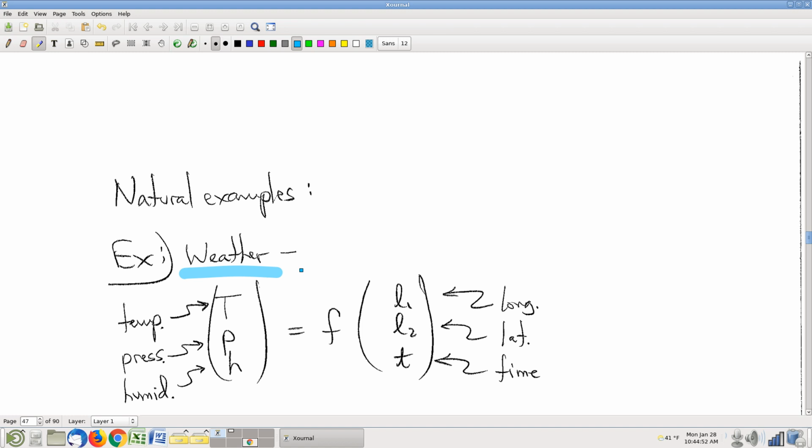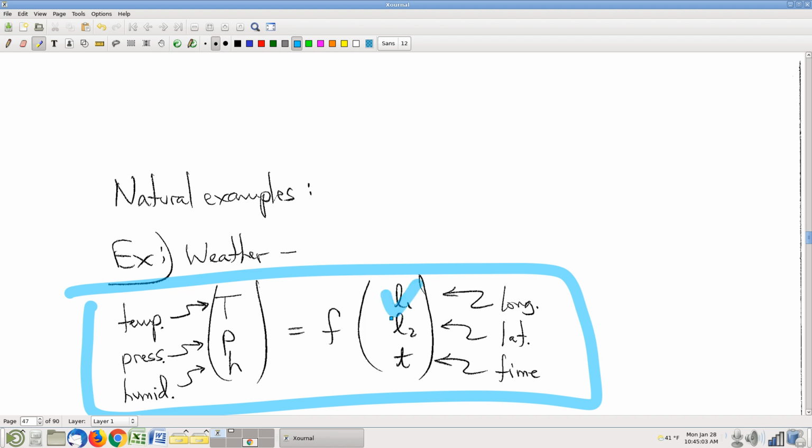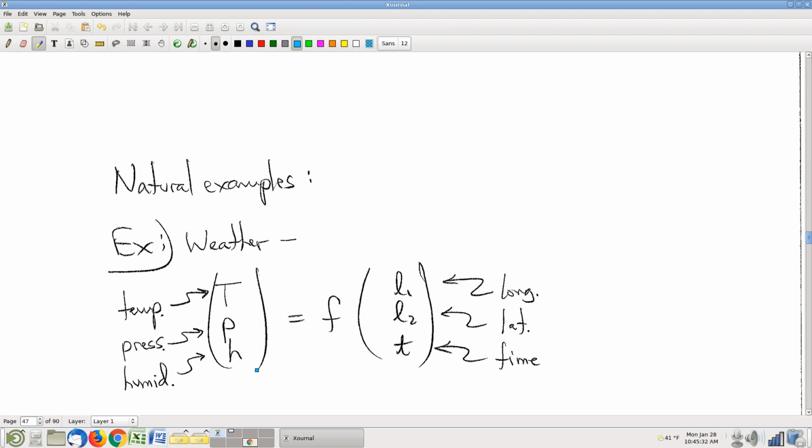Just the weather, I mean, polite elevator conversation, can be thought of as a multivariable function. The idea is that depending on where you are and when you're talking about, at any given place and time, you can ask, what is the weather at that point? What's the temperature there? What's the barometric pressure? What's the humidity? So there you go, a multivariable function. You give me 3 inputs that describe a place and time, and the outputs are the corresponding weather. Everybody happy? Okay.